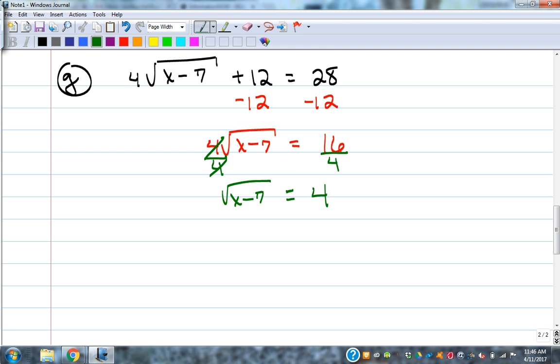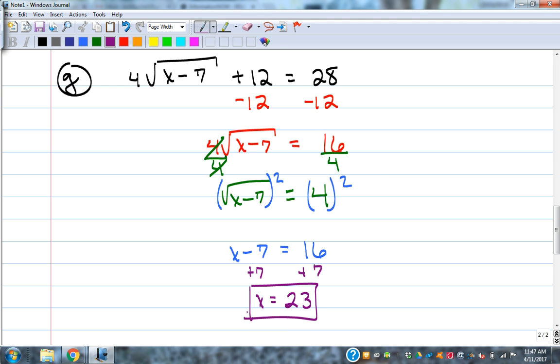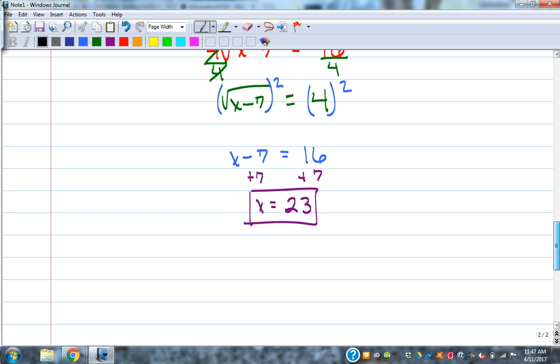Is the radical by itself? Yes. So the square root is by itself, so I can take that and square both sides to get rid of the square root. So that's x minus 7 equals 16. And add 7. What's 16 plus 7? 23. And you've got the solution. A little bit. I think I could handle that.